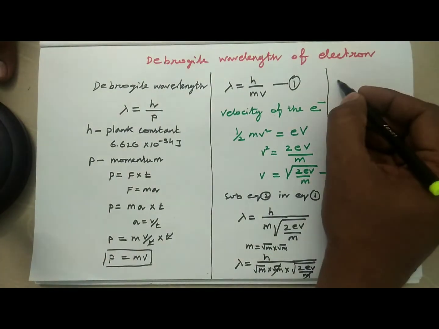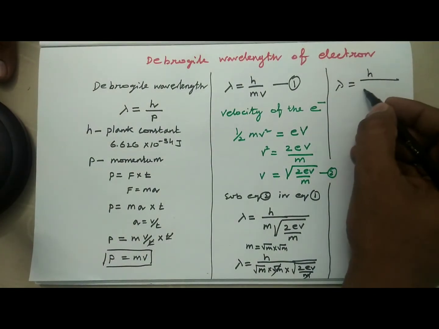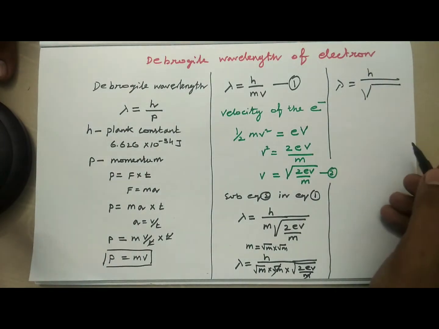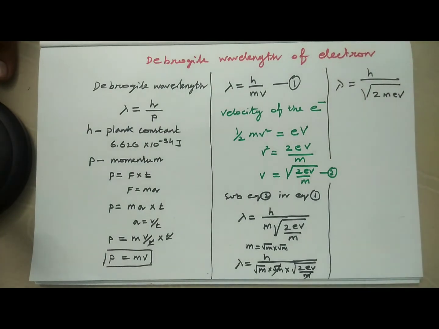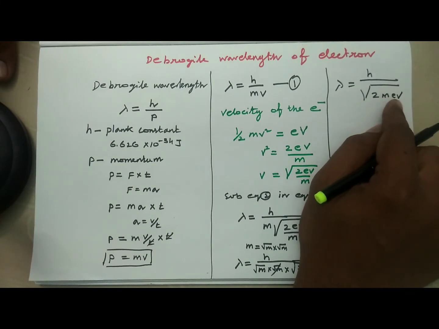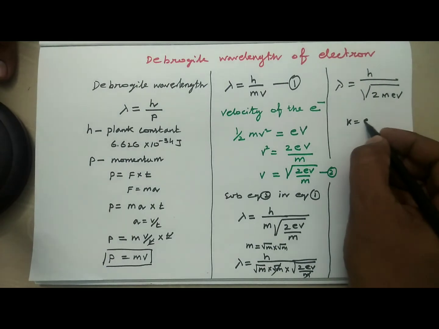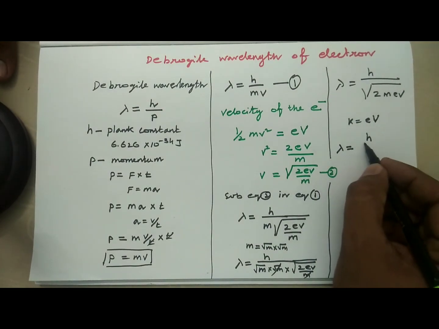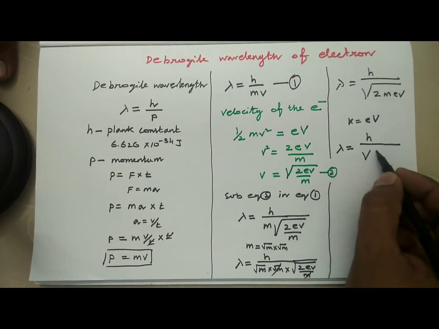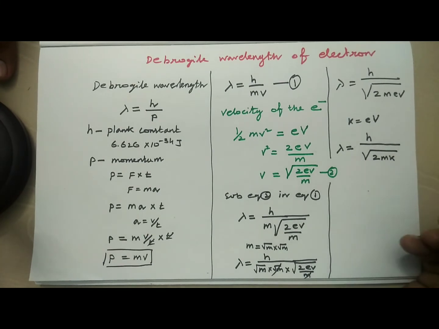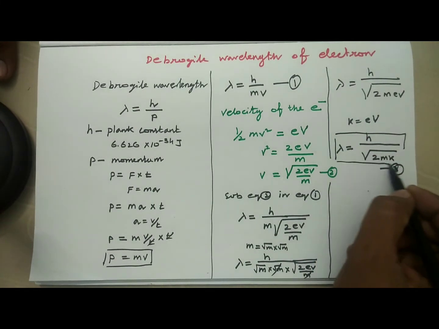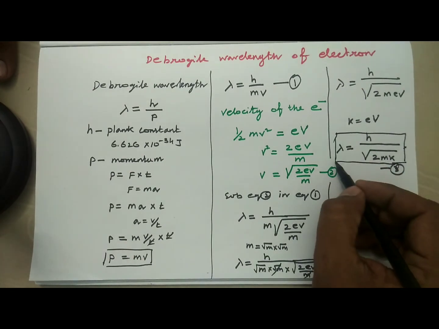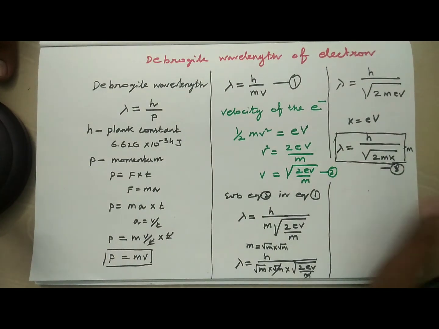Now look here. Now lambda equal to h by root of 2meV. Now m is mass, which is constant. eV, that is kinetic energy: K is equal to eV, electron volt. Therefore, lambda equal to h by root of 2mK. So this is equation 3. This equation is used to determine the wavelength of the electron, and the unit is meter. Thank you.